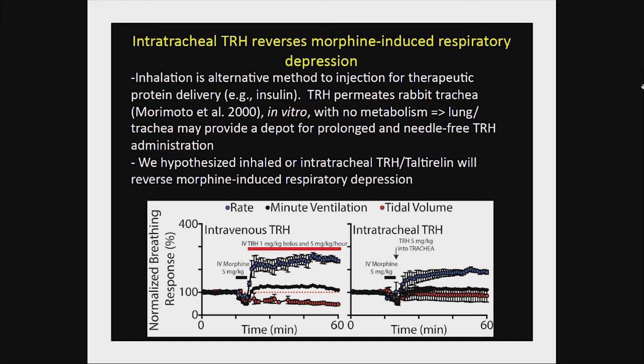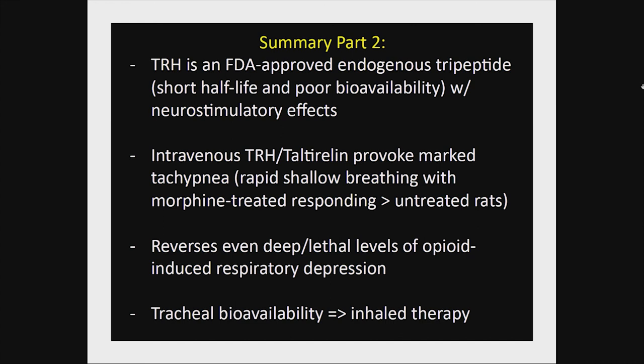And shown, again, this is the rat that I showed you before, but these are rats that were treated with intratracheal TRH. So this was a single bolus of 5 mg/kg directly into the trachea, and it worked. It did very nicely in reversing opioid-induced respiratory depression. So in summary, I showed you TRH is an FDA-approved endogenous tripeptide with a short half-life and poor availability with neurostimulatory effects.